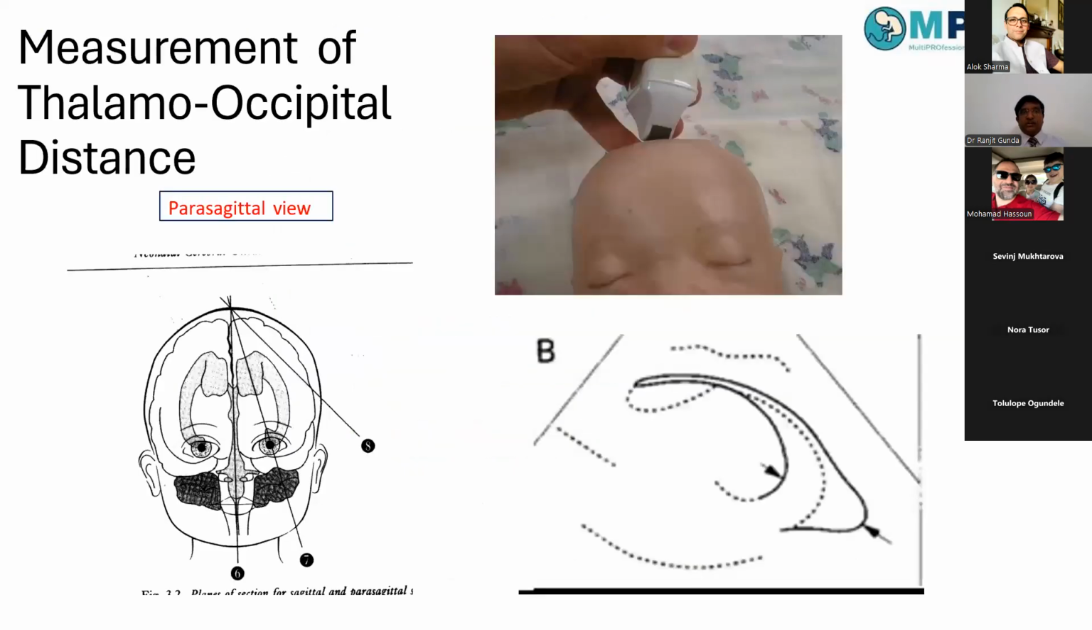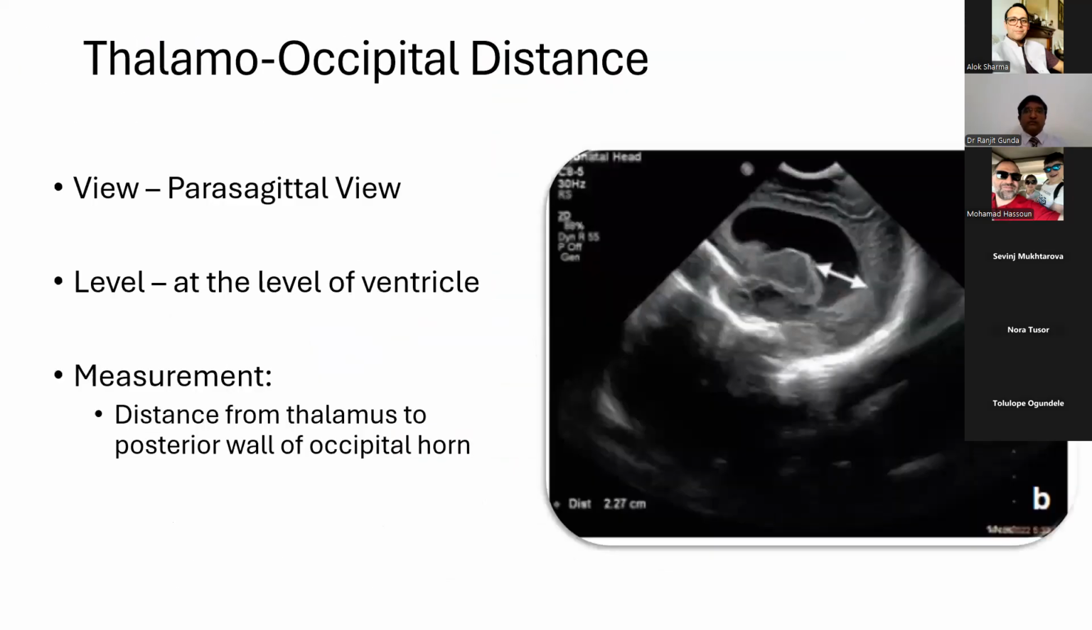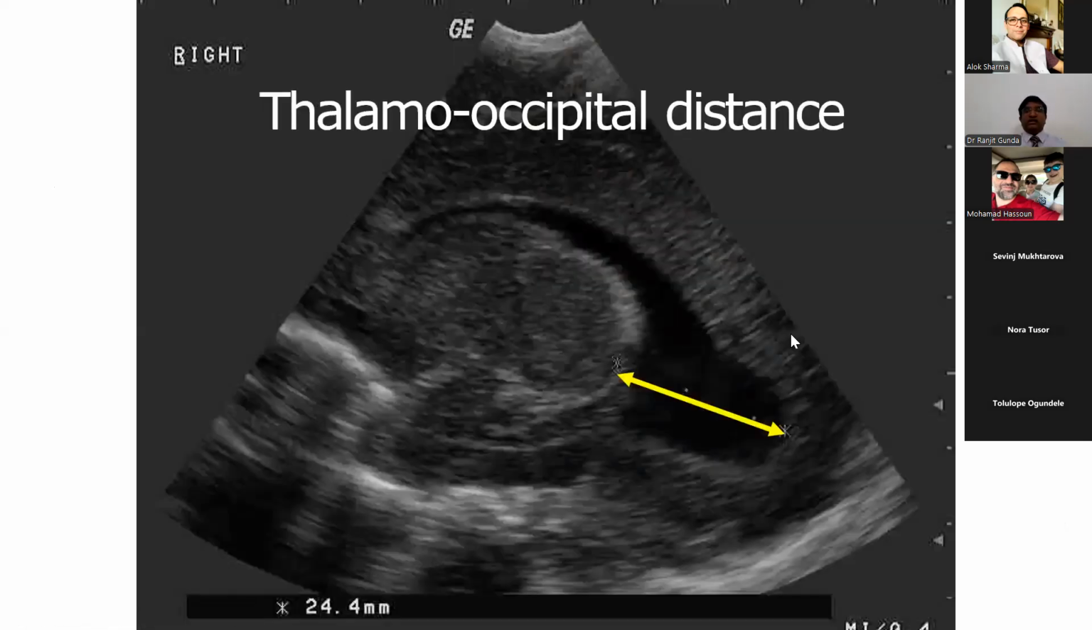Next comes the measurement of the thalamo-occipital distance. So again, the lateral ventricle, the posterior horn, the occipital horn. In the parasagittal view at the level of the ventricles, the C shape, what we want to measure is the distance from the thalamus to the posterior wall of the occipital horn. The maximum distance wherever you can get from the thalamus to the posterior wall of the occipital horn. As you can see, the measurements here.